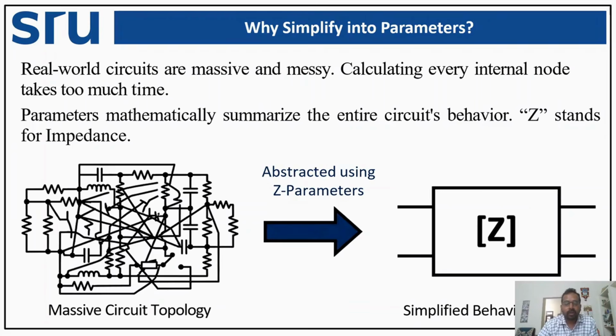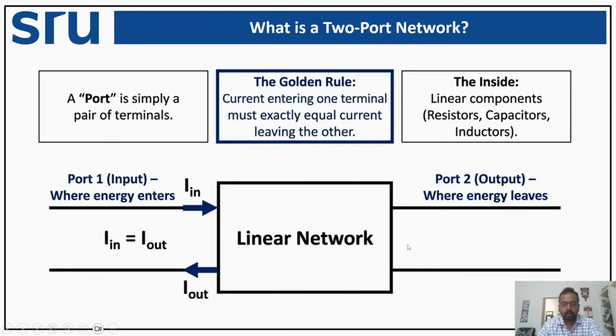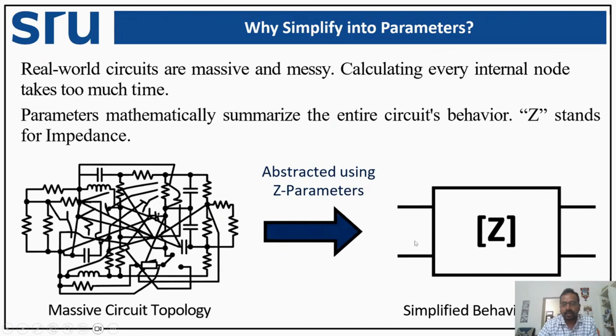So instead of focusing on the internal circuit, we focus on the external behavior of this particular circuit. What we try to do is abstract this complex circuit into a two-port network model, which behaves like the original circuit. In other words, we describe the circuit in terms of how voltage and current behave at the points where it is connected to other systems.